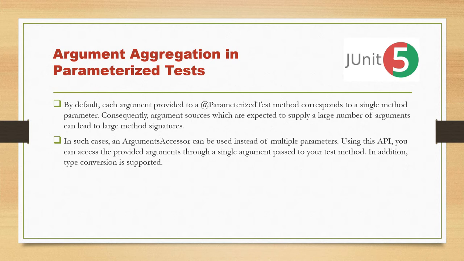The second point says that in such cases an ArgumentsAccessor, which is an API, or you can say an interface, can be used instead of multiple parameters. Using this API, you can access the provided arguments through a single argument passed to your test method. In addition, type conversion is also supported if you use ArgumentsAccessor. So let's try to understand through an example.